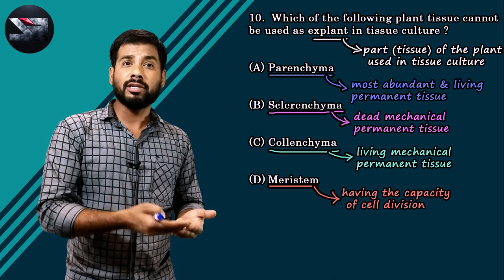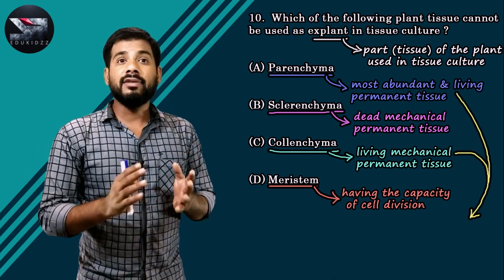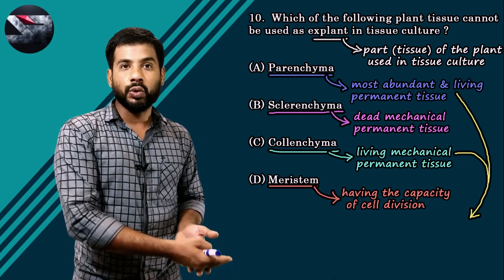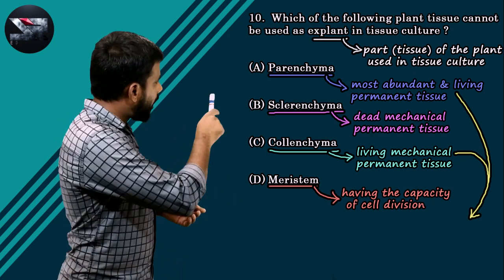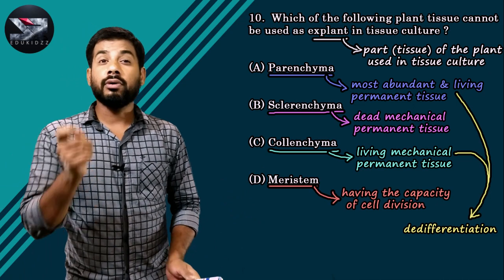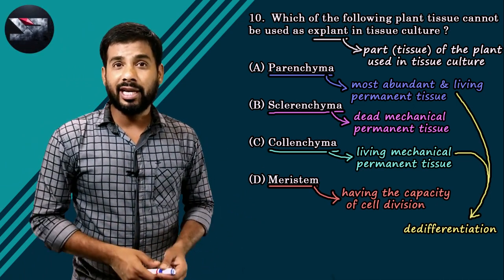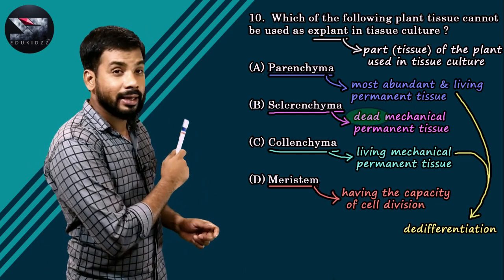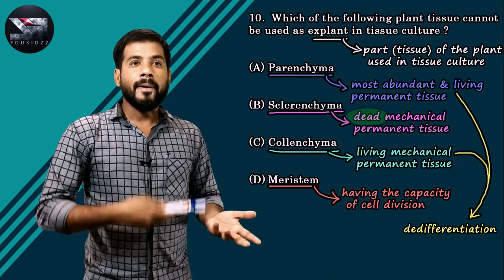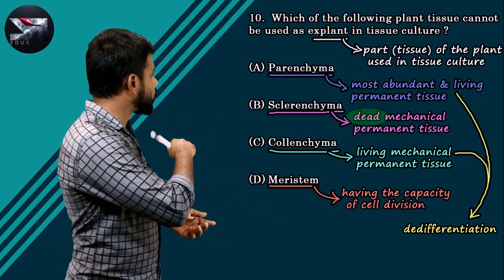Why? Meristem already has the capacity of cell division, and parenchyma and collenchyma are living cells. Even though they are permanent tissue, they can also divide by a process called dedifferentiation to give rise again to secondary meristem. So the only cell that we cannot use is sclerenchyma, because it is dead. Dead cells cannot be used in tissue culture for regeneration of the whole plant body. So the right answer for this question is option 2.